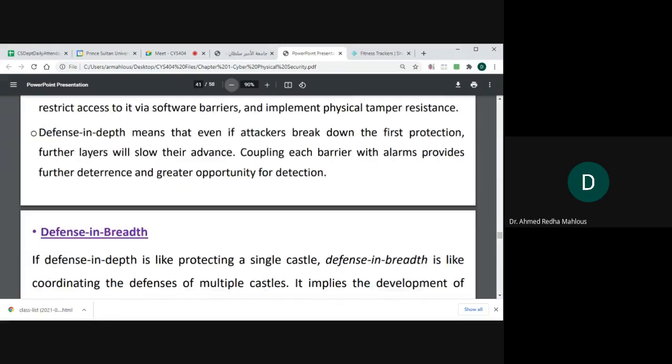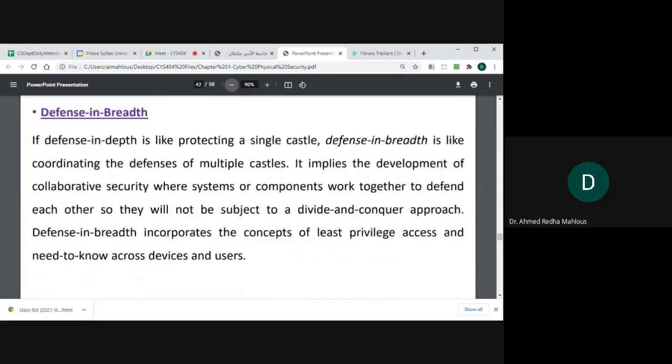And we looked at the other dimension of defense, which is the defense in breadth, where all the CPS devices will participate and coordinate the defense of everyone. That means if someone attacks one CPS, all the CPS devices will contribute and help the other one to overcome that attack.